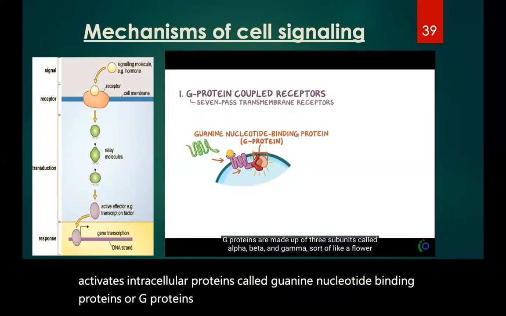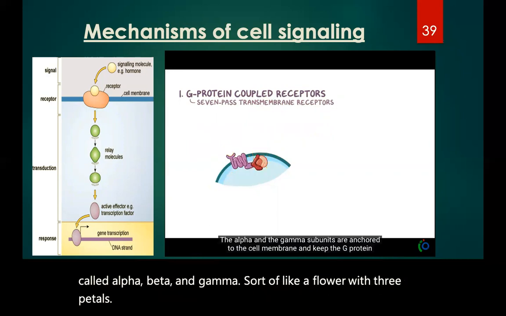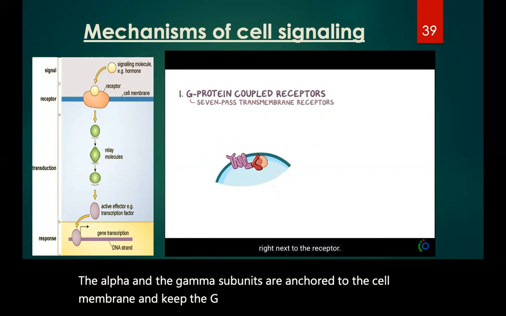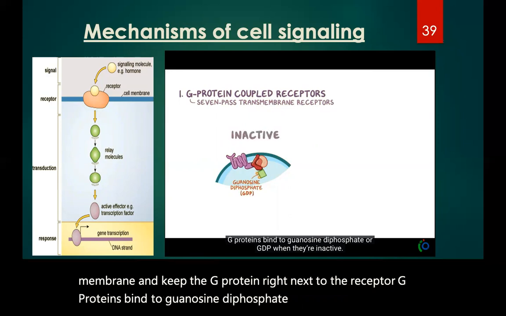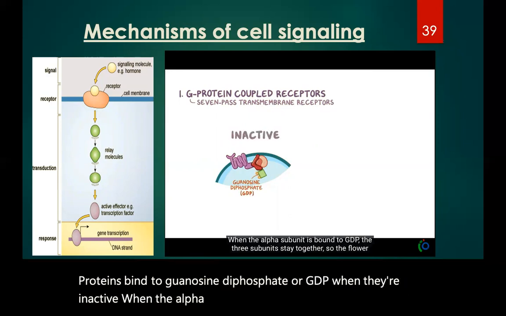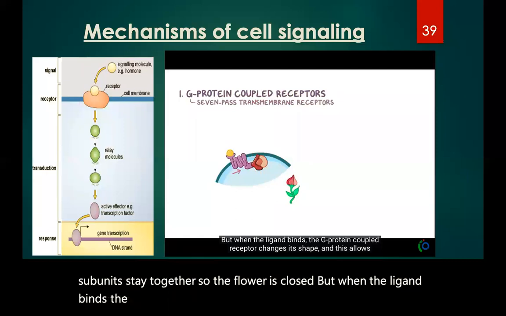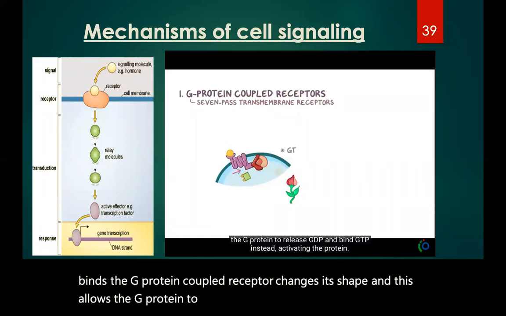G proteins are made up of 3 subunits called alpha, beta, and gamma, sort of like a flower with 3 petals. The alpha and the gamma subunits are anchored to the cell membrane and keep the G protein right next to the receptor. G proteins bind to guanosine diphosphate, or GDP, when they're inactive. When the alpha subunit is bound to GDP, the 3 subunits stay together so the flower is closed. But when the ligand binds, the G protein coupled receptor changes its shape, and this allows the G protein to release GDP and bind GTP instead, activating the protein.